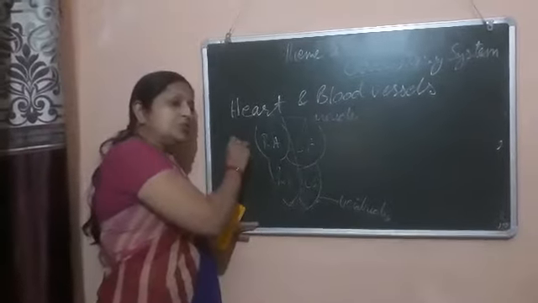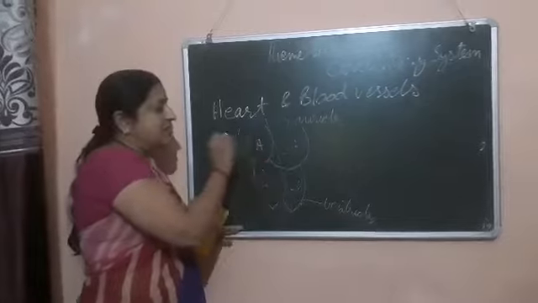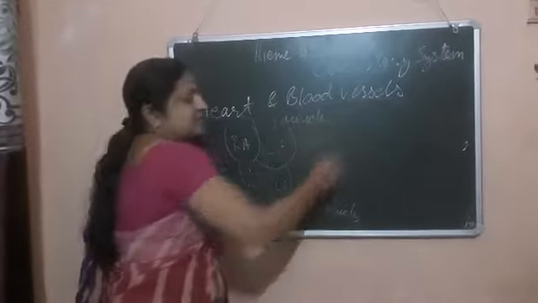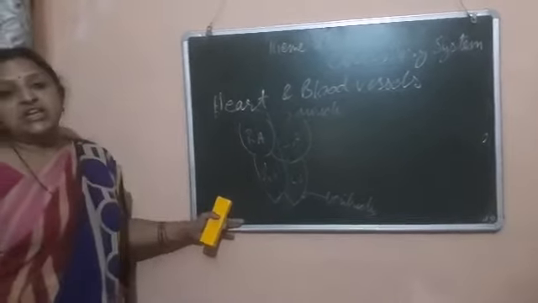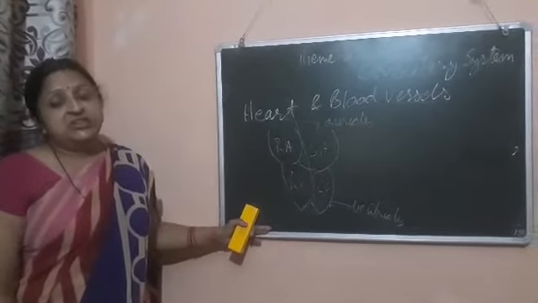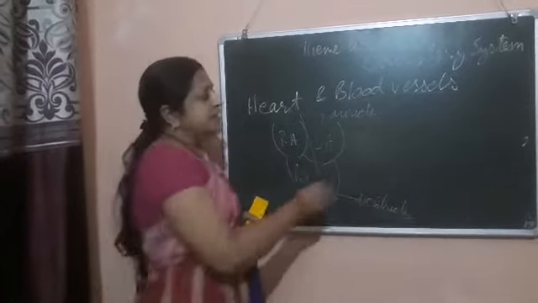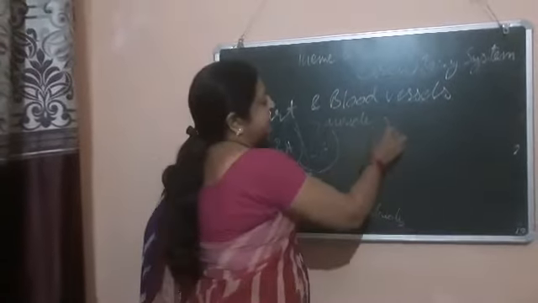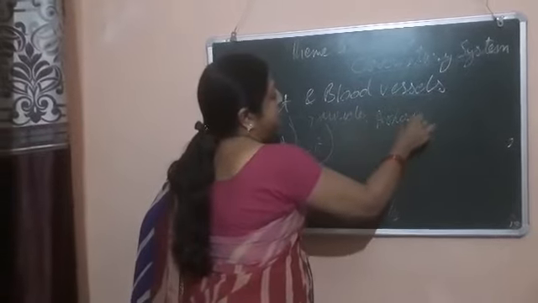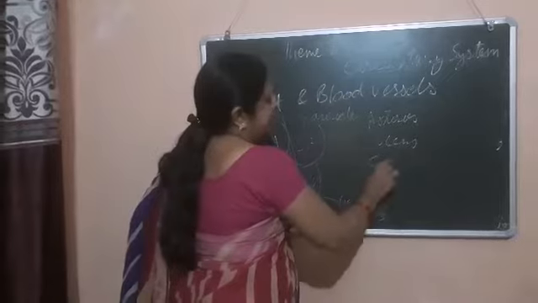Now, through which part does the blood come into these auricles? These are the vessels. Vessels are responsible for carrying the blood from all parts of the body and for circulating the blood to all parts of the body. There are 3 types of vessels: arteries, veins and capillaries.